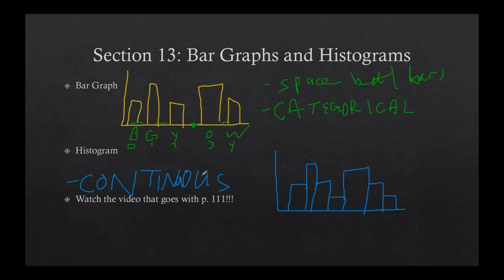And if you have continuous data, then you have a histogram. So there's no space between the bars because it's continuous and it flows. Okay? I hope that makes sense. Do you see the difference between them? I hope.